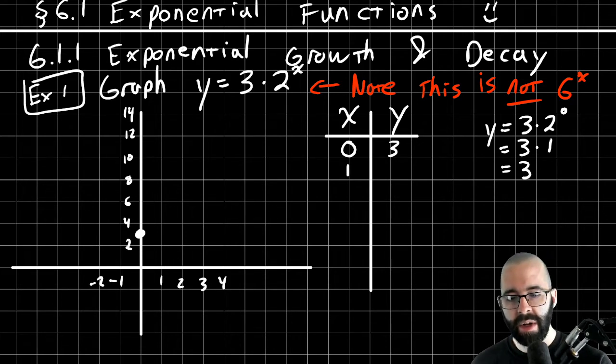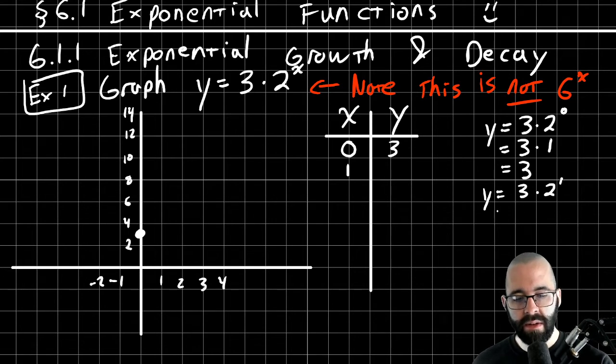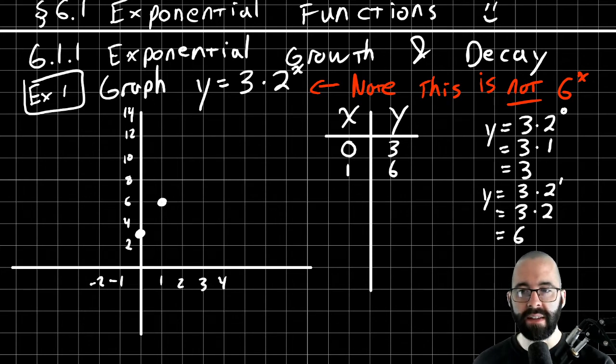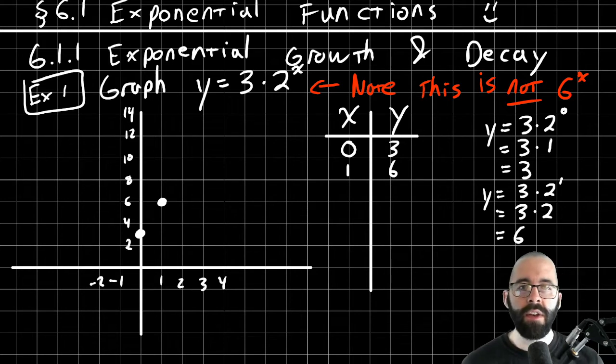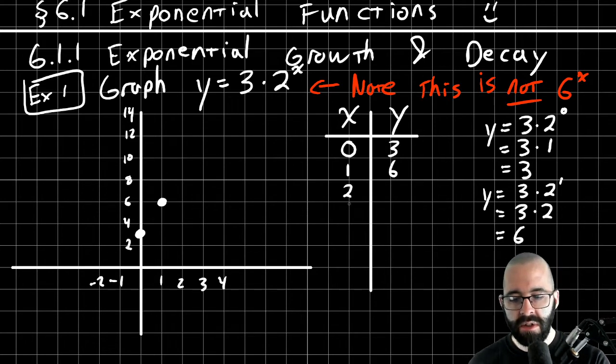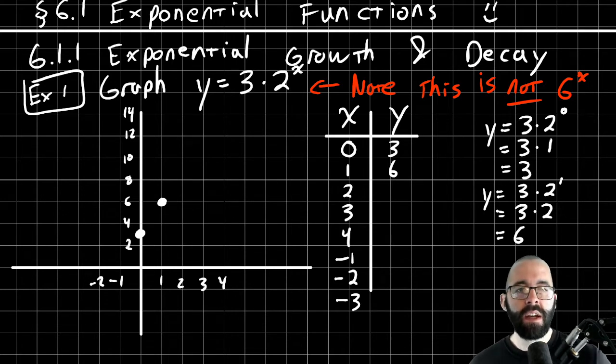Well, let's keep going. When x is equal to 1, what do we get? y is 3 times 2 to the 1st power. 3 times 2 is 6. When x is equal to 1, y is equal to 6, like so. I'd highly recommend you pause the video right now and do the same thing for 2, for 3, for 4, and for some negative numbers, -1, -2, and -3. So pause the video, figure out the y values here, and then we'll go through it together.